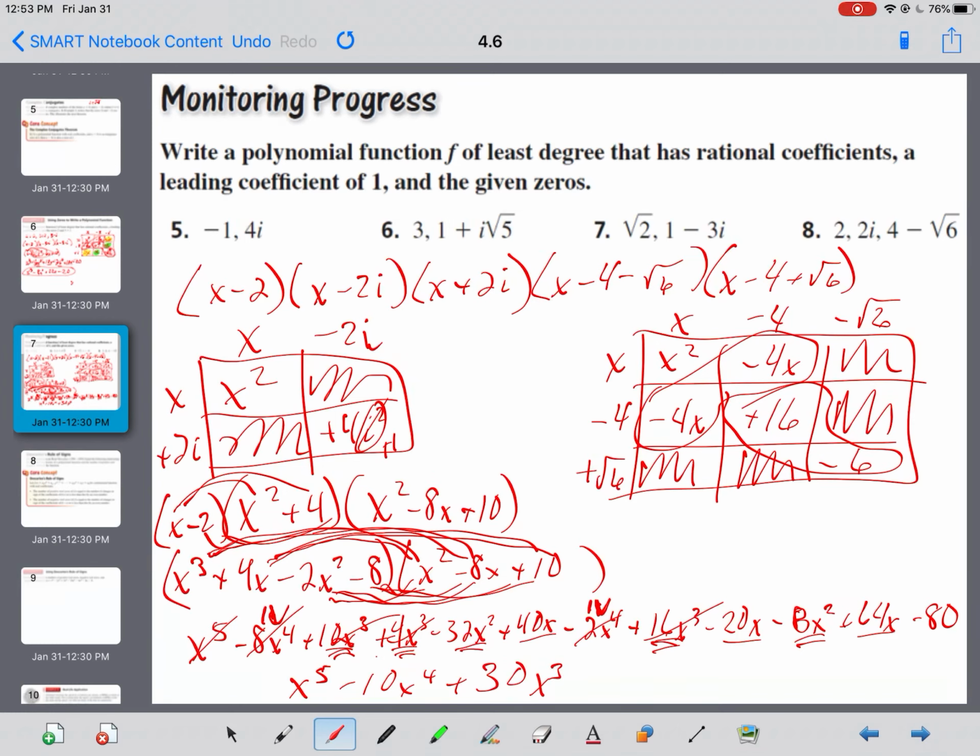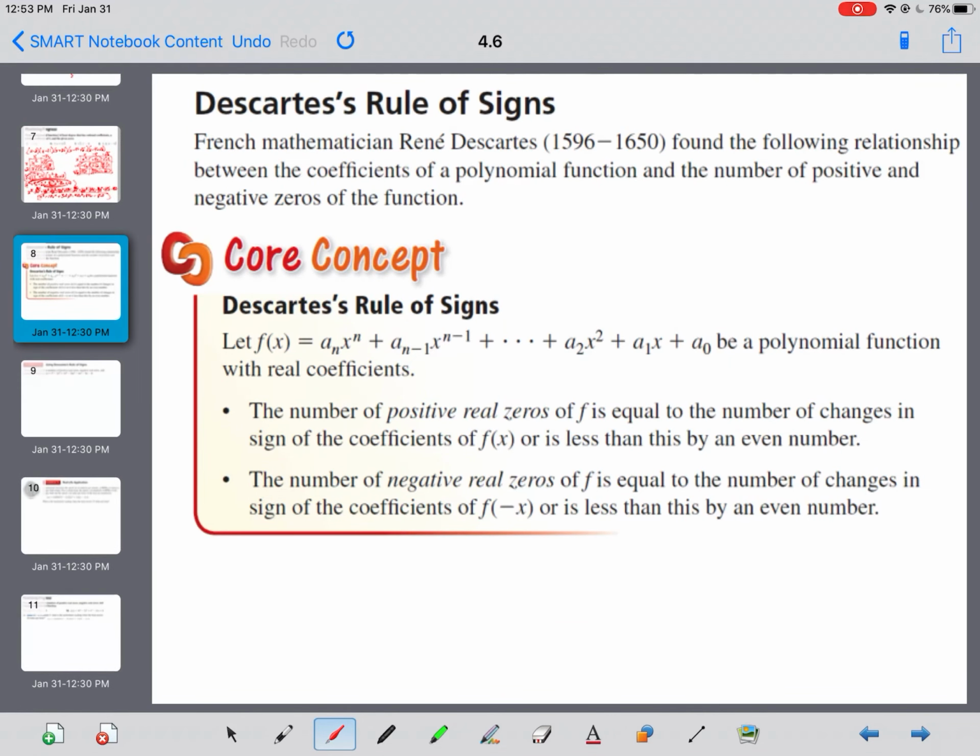X squareds, we got 30, negative 32x squareds, and negative 8x squareds is negative 40x squareds. 40x minus 20x is 20x, and 64x is 84x. And minus 80. It's a beast, but it's good. All right. Last couple of little pieces here.